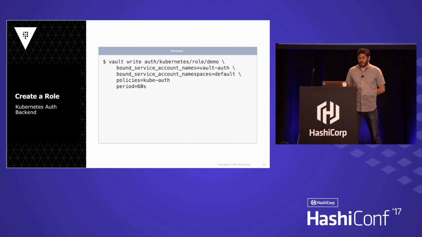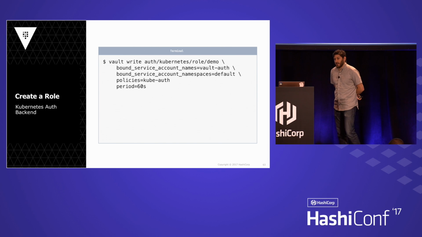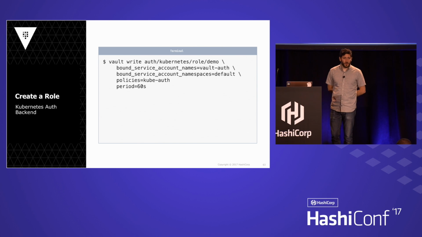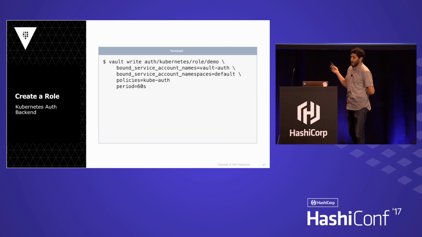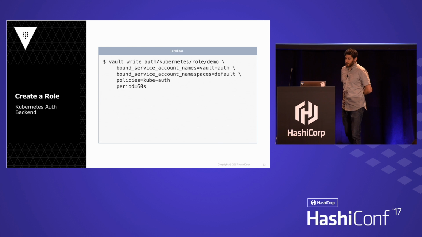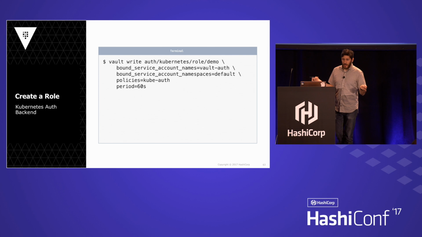And the next step is we need to create a role. So the role is what actually binds service account information to a set of Vault policies. And so in this example, we create a role named demo, so you can see that up in the URL there. And we set the bound service account name to vault-auth. So our service account name is vault-auth. That's the one we want to allow to access this role. And we want to make sure that service account lives in the default namespace within Kubernetes. And so we set the bound service account namespace to default.